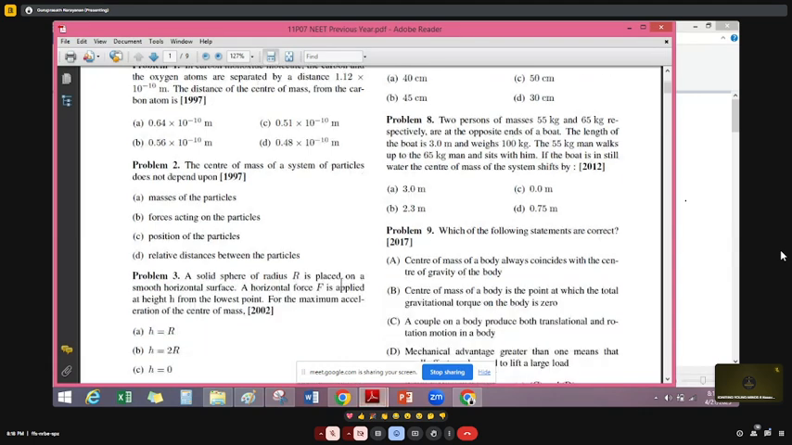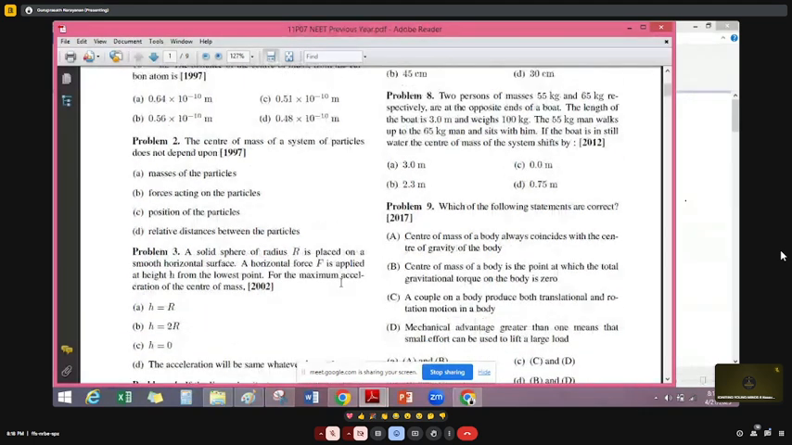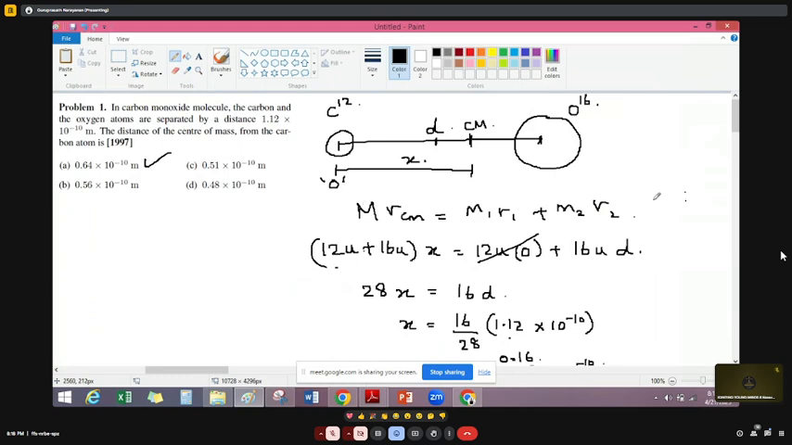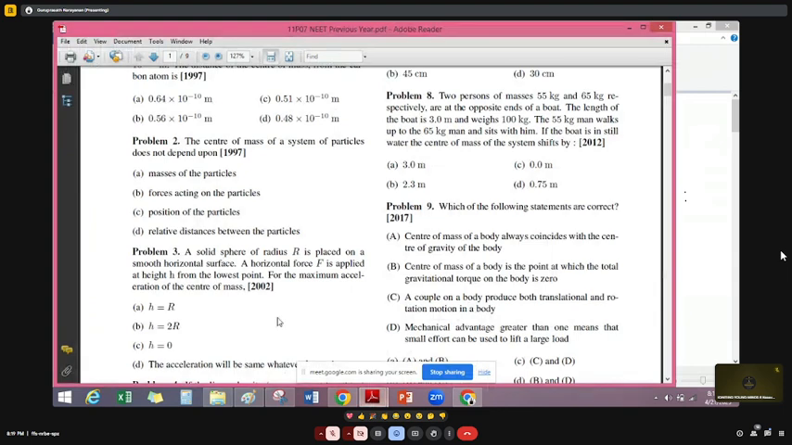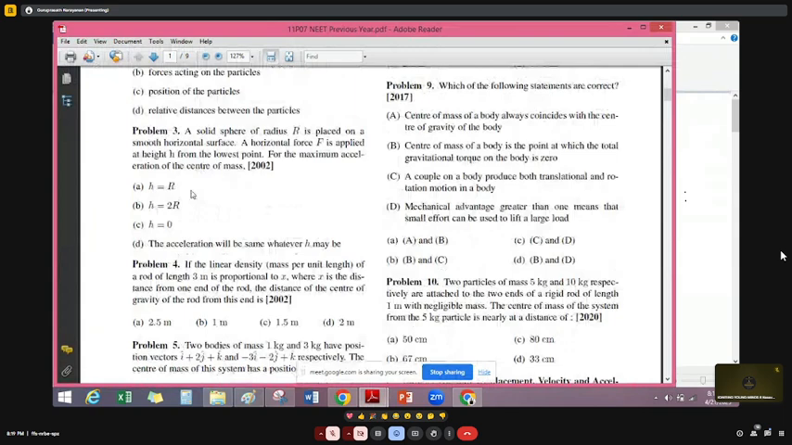Anybody having any doubts? That's an easy one. Anybody can tell me the answer? Second one. It depends upon the mass, it depends upon the position, it depends upon the relative distance, so it doesn't depend upon the force, right? We didn't use anything like a force here. So that means B is the answer. It does not depend upon forces.